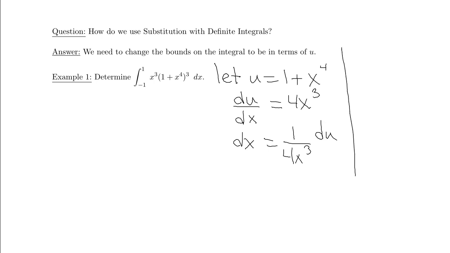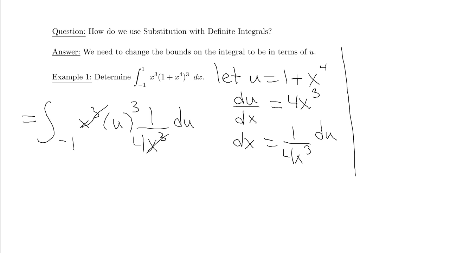Okay. So with indefinite integrals, that would be enough to then substitute into our integral. We would have x cubed times u to the power of 3, and then our dx would become 1 over 4x cubed du. And everything would be looking great because those x cubes cancel. But the problem is I have these bounds here that I need to deal with. I can't just ignore them. And if I write -1 to 1, I would be wrong. So don't write -1 to 1.